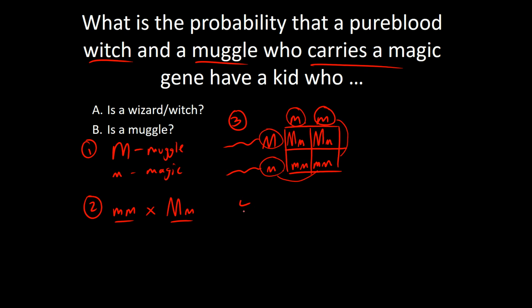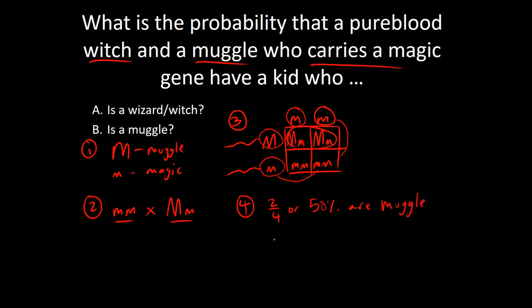And then the fourth thing is that we can answer the question. So what's the percentage or the probability that it's a witch or a wizard? Well, we have 2 out of the 4, or 50%, are witch or wizard. And 2 out of 4, or 50%, are muggle.